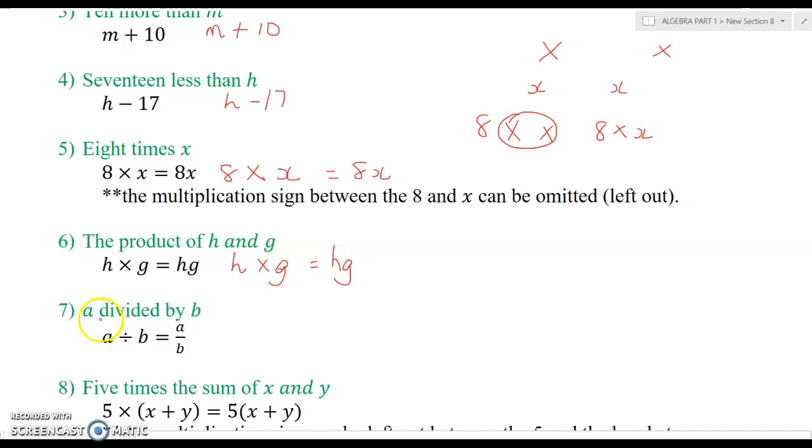Number 7. a divided by b. So a divided by b. And that could be written as a fraction like that, right? Just like if you have 4 divided by 5. That can be written as 4 over 5 like a fraction, right?